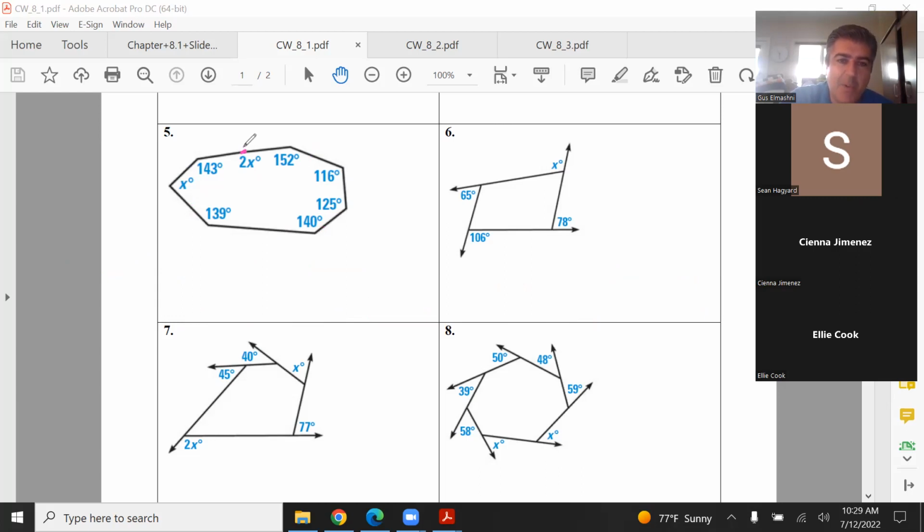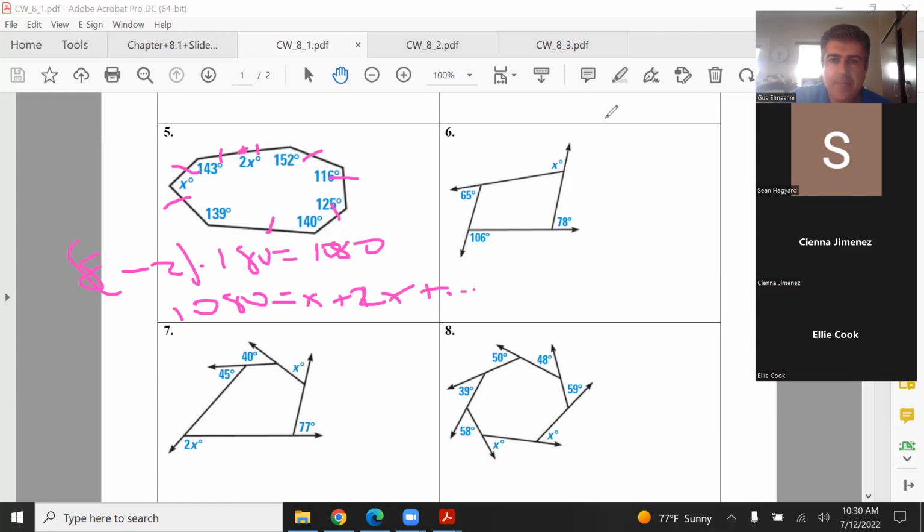You know what? That might be a corner. I see where you're getting at this. So maybe it's 1, 2, 3, 4, 5, 6, 7, 8 sides, maybe. I don't know. So maybe that's just close to 180 degrees. So in this case, we have to do 8 minus 2 times 180. So that's going to be 1080, and then 1080 equals x plus 2x plus all that other junk.